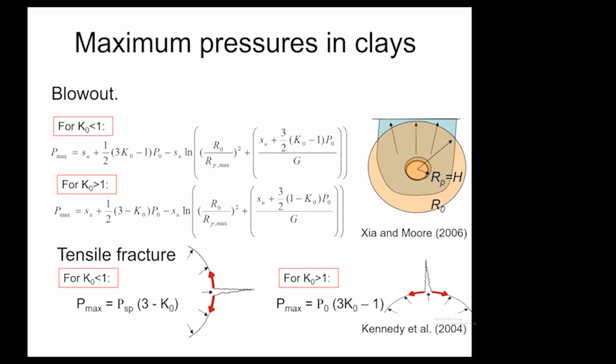We also looked at the tensile fracture mechanism, where you get the incremental tension as the borehole expands, and you get that sort of circumferential tension, and what maximum pressure you can permit in order to resist that mud pressure. And it's just simply P0 multiplied by 3 minus K0 if that earth pressure coefficient is less than 1, and P0 times 3K0 minus 1 if that earth pressure coefficient is greater than 1.